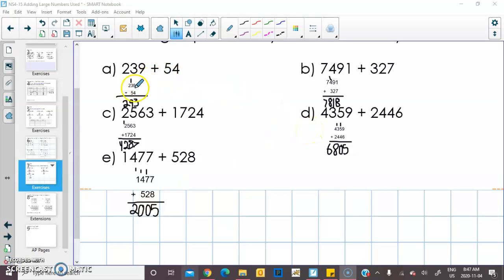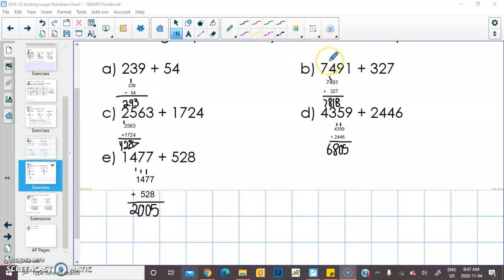Okay, grade 4s, welcome back. So we have 239 plus 54. See how my ones are lined up, my tens are lined up, and my hundreds are lined up. So we have 9 plus 4, which equals 13. So you leave the 3 below, and you carry the 10 to the tens. So now we have 1 ten plus 3 tens plus 5 tens, which equals 9 tens. And we have 2 hundreds, so we carry that down. So our answer is 293.